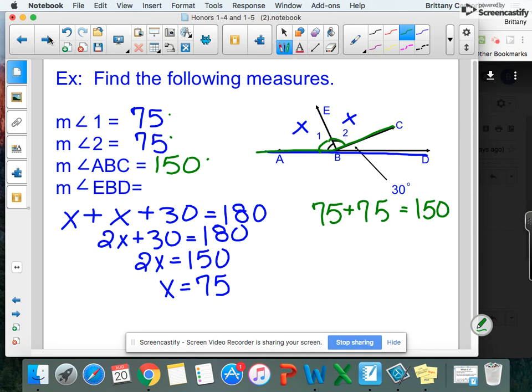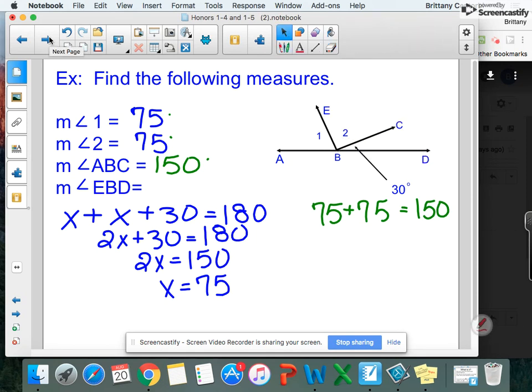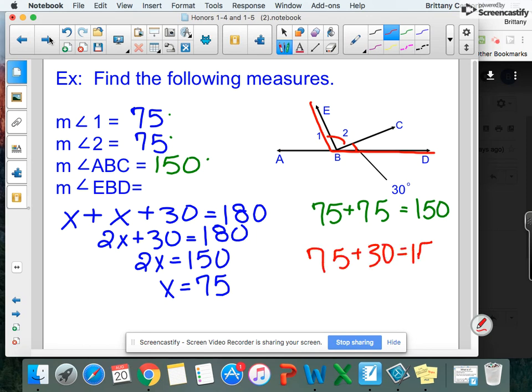And then lastly, it says angle EBD. So for angle EBD, we have angle 2 plus the 30. We've got this angle here and this angle, so that is 75 plus 30, which gives us 105 for that angle. You could also do that a different way. You could do the 180 minus 75, since we know we don't have angle 1. A lot of these you could have done a different way, so as long as you are getting to the right answer and fine with however you want to do it, a lot of you guys are going to see it differently.